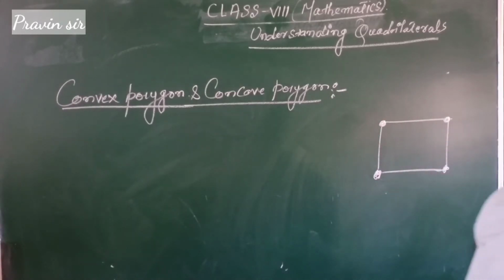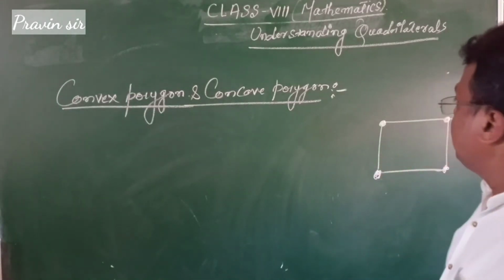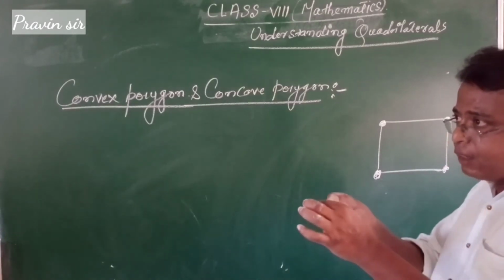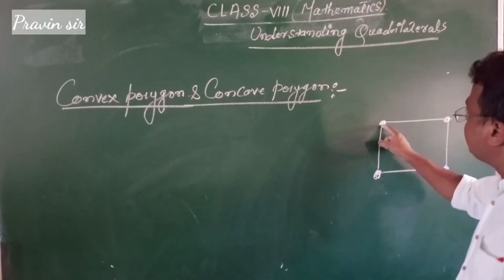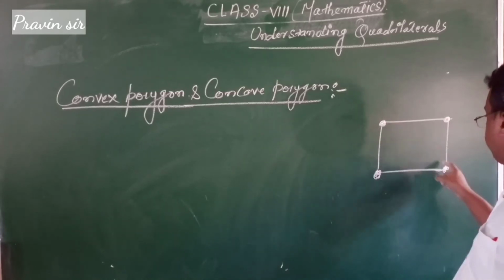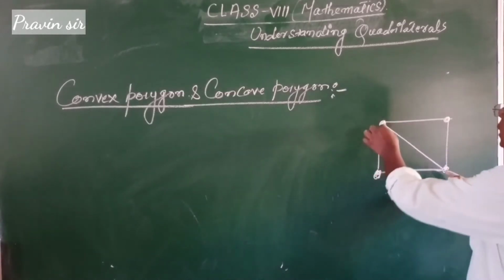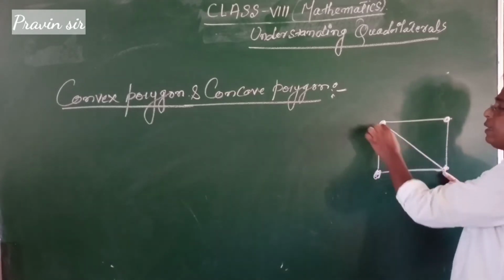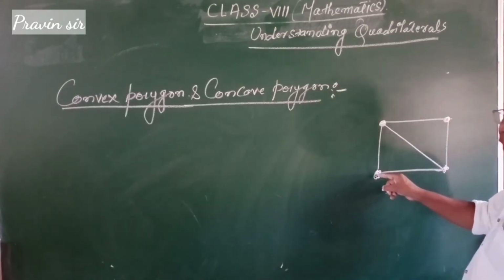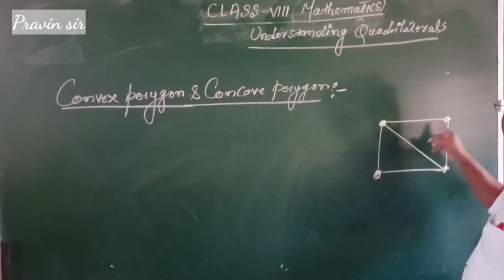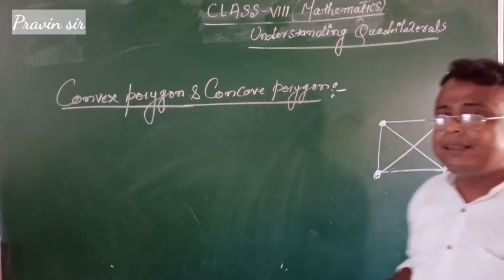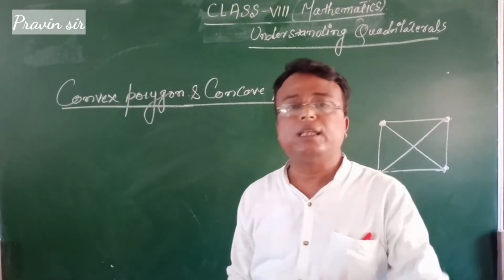So what is diagonal? Diagonal is a line segment that joins the opposite vertices of a polygon. Suppose this is the vertex, and what is the opposite vertex of this? This one. So this opposite vertex I have joined with the help of this line segment. So this line segment is called diagonal. And what is the opposite vertex of this one? This one. So if I join this one, this is called diagonal.